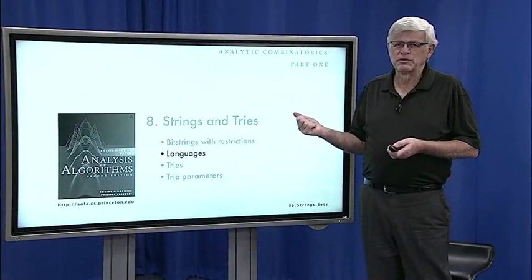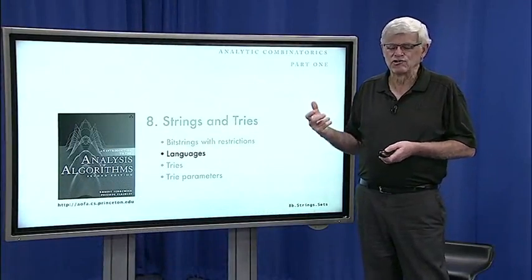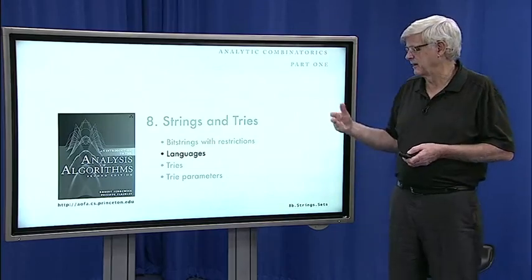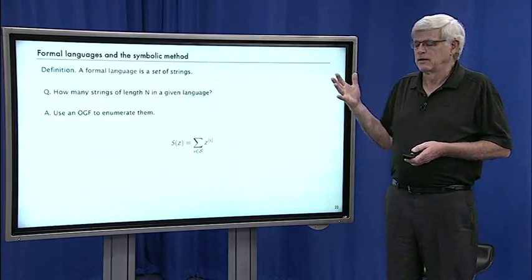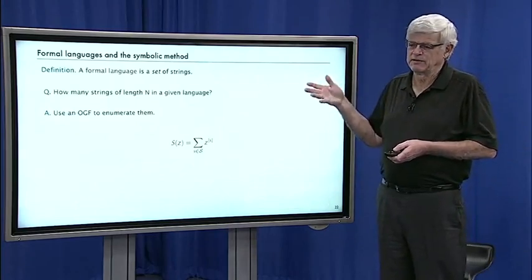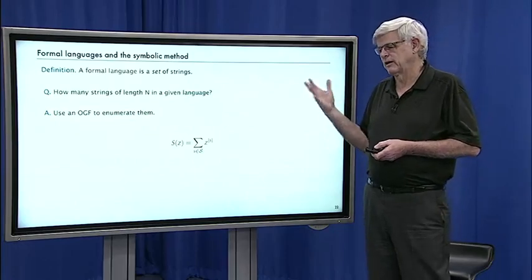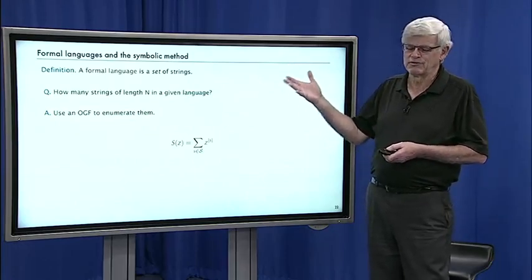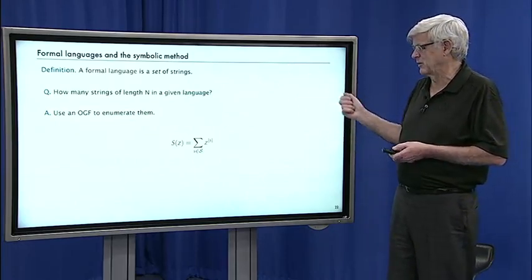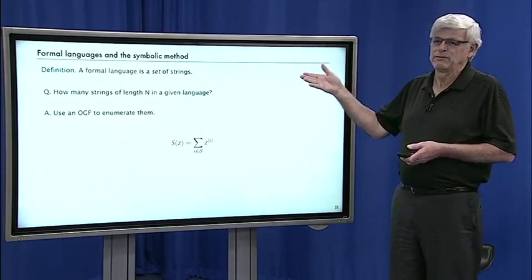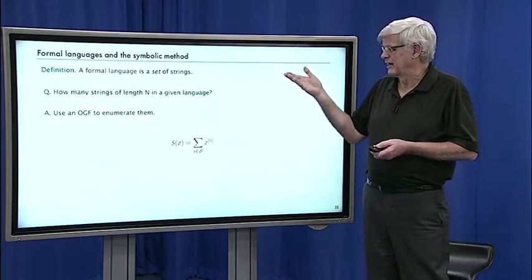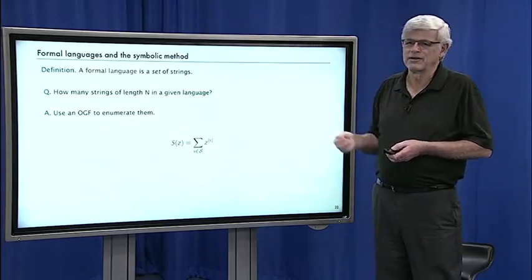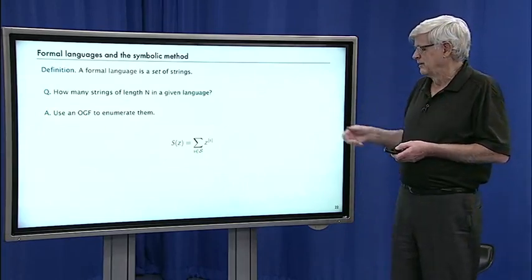So now we're going to briefly take a look at the relationship between the symbolic method and formal languages from computer science. Probably for people that have studied formal languages, these kinds of questions have occurred. A formal language is a set of strings, and the natural question is, how many strings of length n are there in a given language?